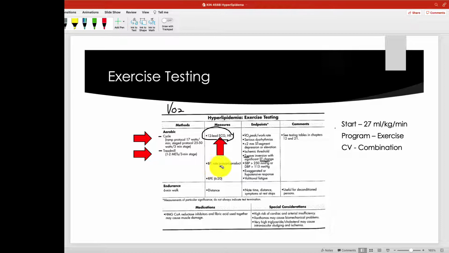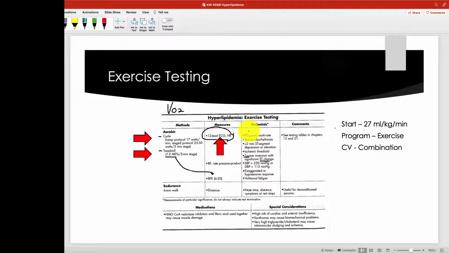We would want to take blood pressure and heart rate, of course, because we're dealing with people that are going to have hearts that are working much harder. And we would want to use a Borg's rate of perceived exertion between 6 and 20. And just think about, where would these people be? What is 1 to 2 METs on your rate of perceived exertion? So that's something that you can think about.